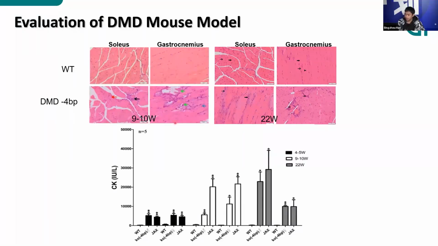And also we tested another important marker, the creatine kinase level in the blood of the mutant mice. We can see that in the mutant mice, the blood creatine kinase level is significantly higher compared with the wild-type control. All this data suggests that the DMD mutant we generated is a good model to mimic human DMD.